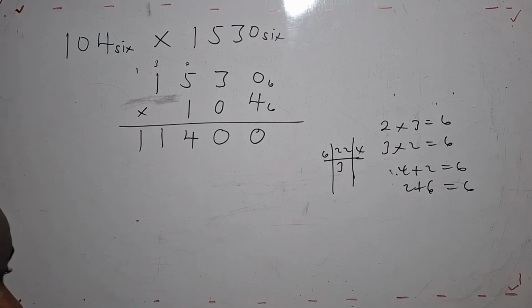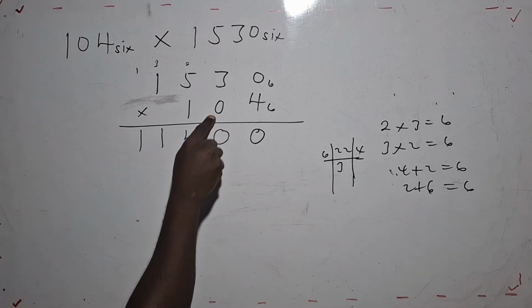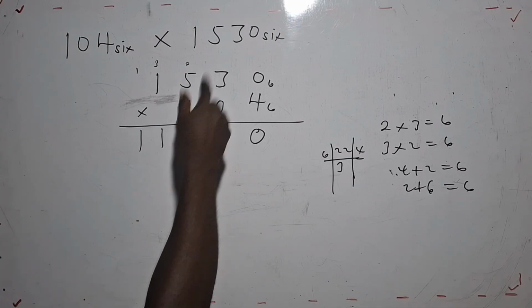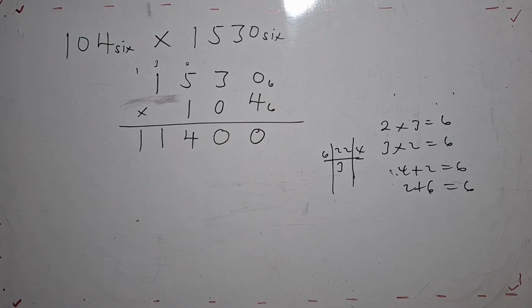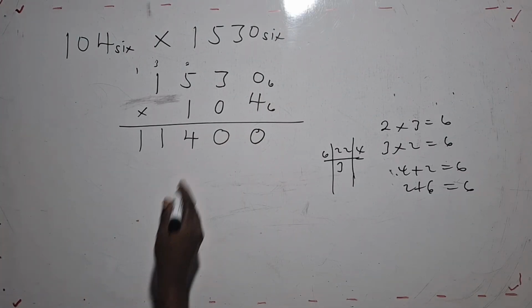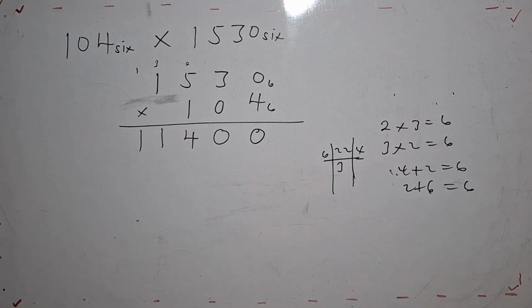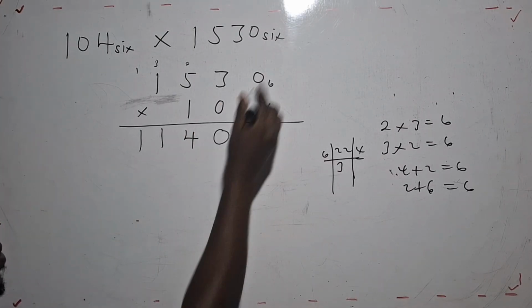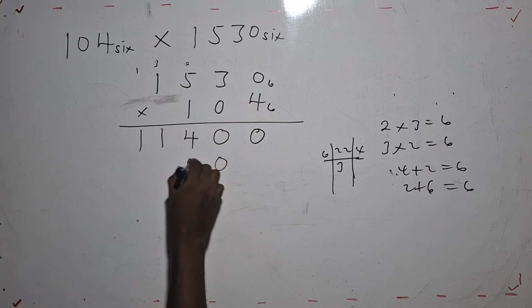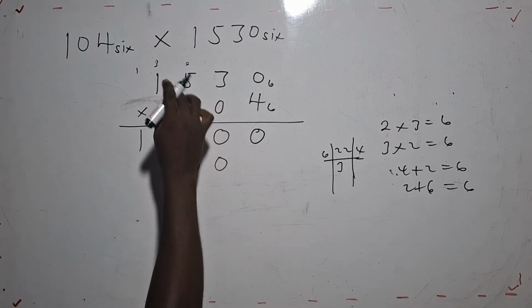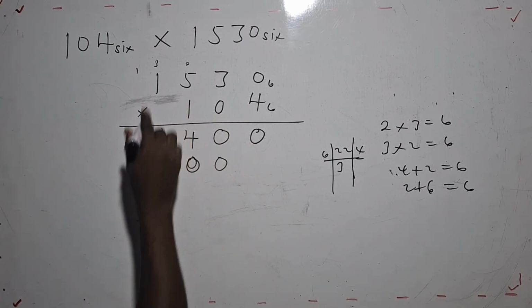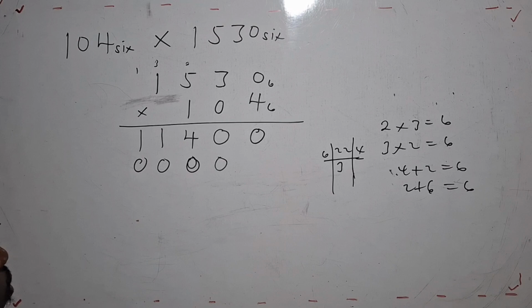So the first one has given us 11400. Now we are going to multiply with the second digit, which is 0. Any number times 0 is 0. So 0 times 0 is 0, 0 times 3 is 0, 0 times 5 is 0, and 0 times 1 is still 0.